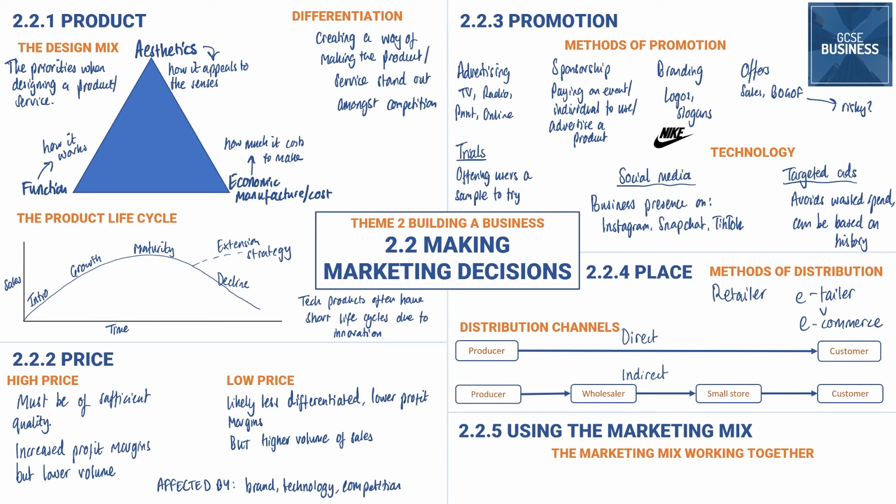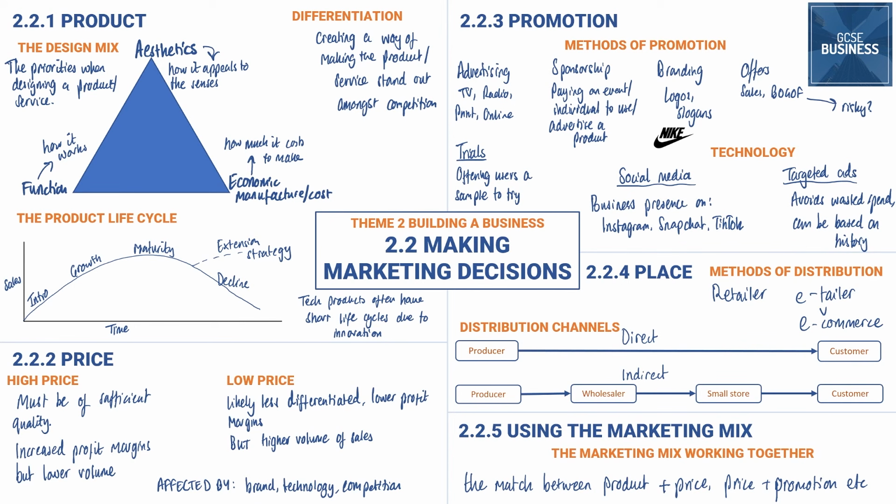The last bit of 2.2 is using the marketing mix. I'm not going to say very much on this because we've talked about it already, but the key thing here is that the parts of our marketing mix must work together. They must match. So for example, we talk about the match between product and price. Your product quality has to match the price that you're charging, but also the price and promotion as well. If you're setting a certain price, you need to be able to target people who are going to be able to pay that price.